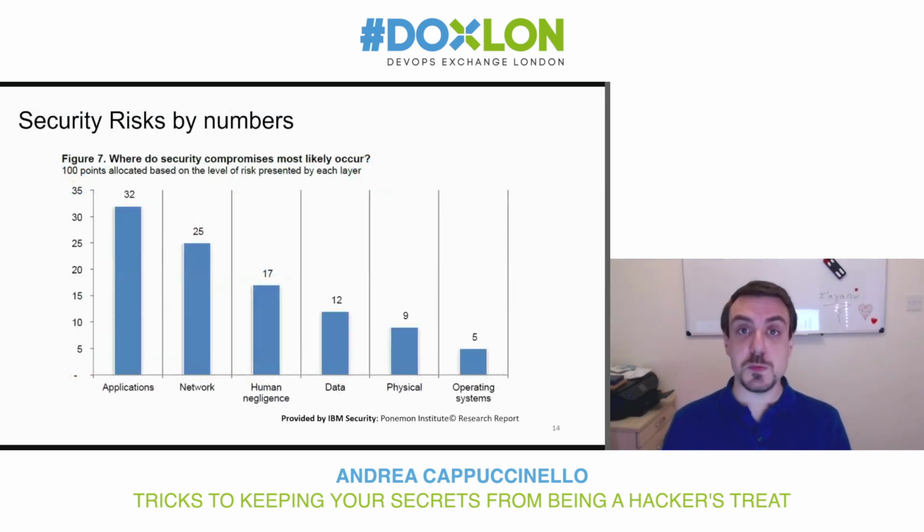Let's have a quick look at security risks by numbers. This is a very simple study provided by IBM, where we can see where security compromises most likely occur. And look at that. Surprisingly, applications have the highest potential and risk for secrets to be leaked outside. Again, we've seen the GitHub example, and there's plenty more. There are plenty of horror stories related to secrets that got leaked accidentally outside, in hard-coded credentials.